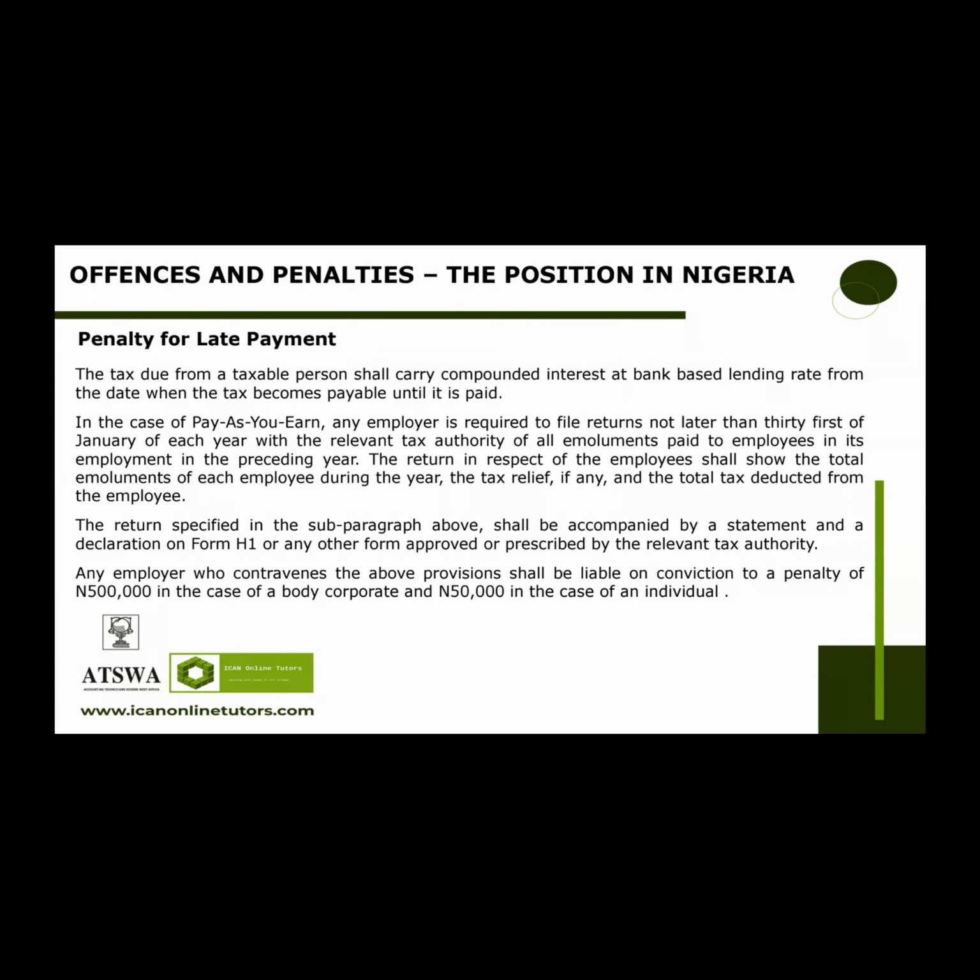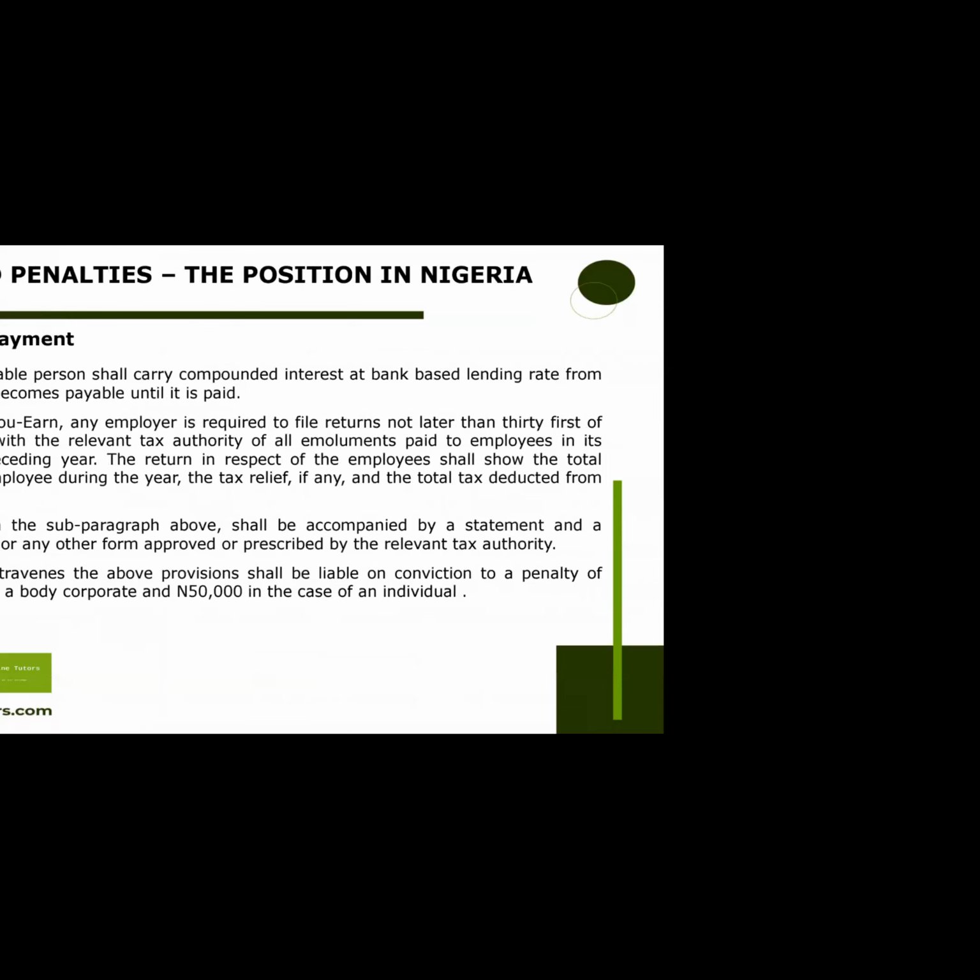The return specified in the subparagraph above shall be accompanied by a statement and a declaration on Form H1 or any other form approved or prescribed by the relevant tax authority. Any employer who contravenes the provision of the law shall be liable on conviction to a penalty of 500,000 in the case of a corporate body and 50,000 in the case of an individual. So, let's look at the offenses and penalties.